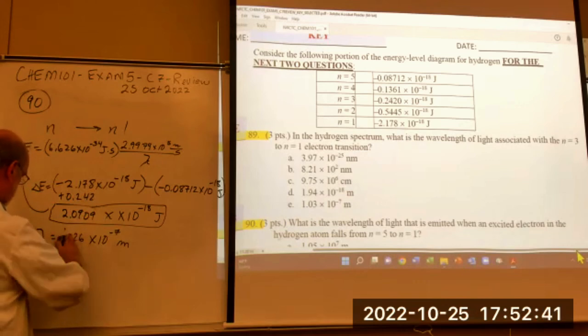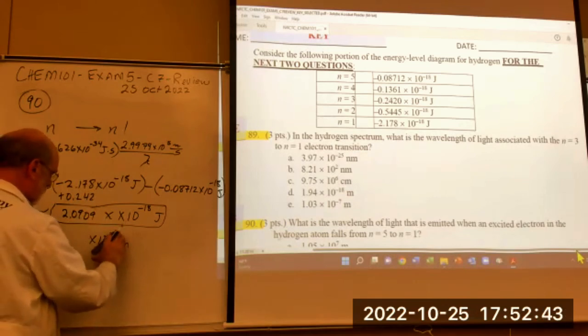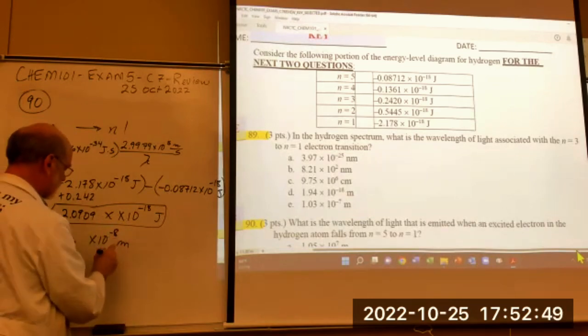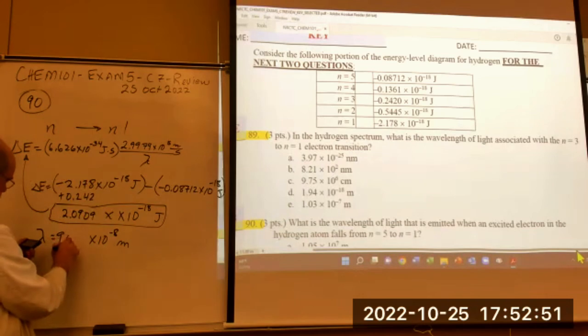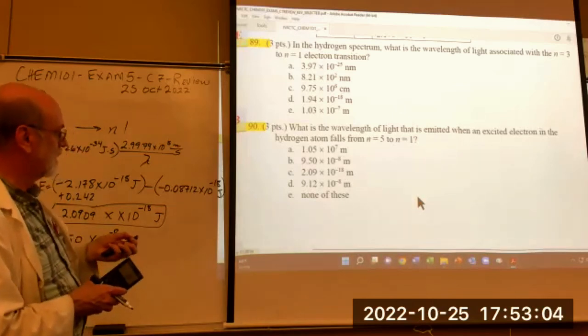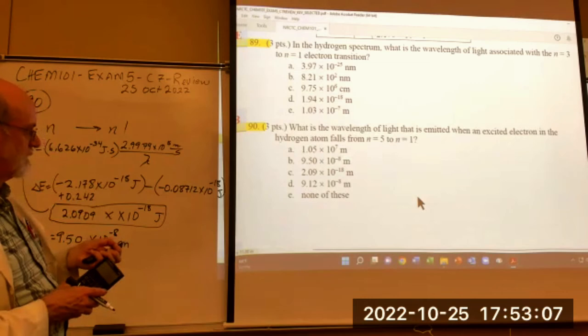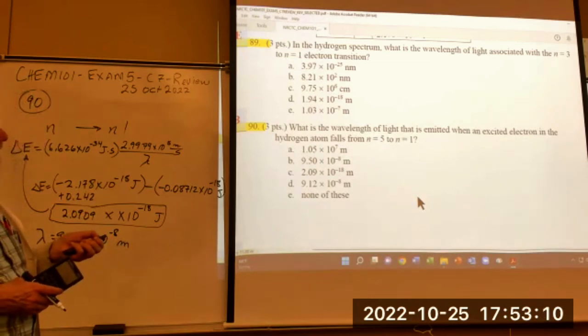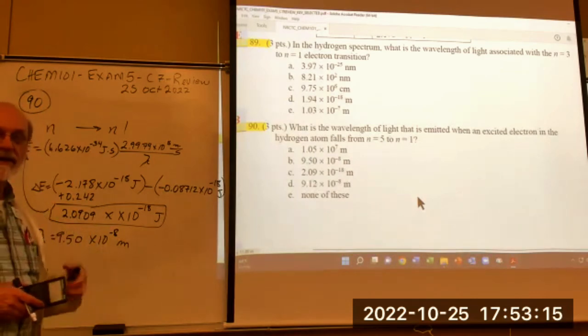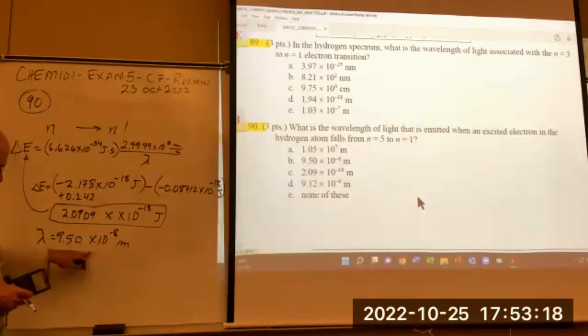So I get, this is 10 to the minus 7. Our new wavelength is 9.50 times 10 to the minus 8. So let me scroll. And there it is, right there. So we made a bigger jump from 5 to 1. So the wavelength should be shorter, higher energy. And it is.